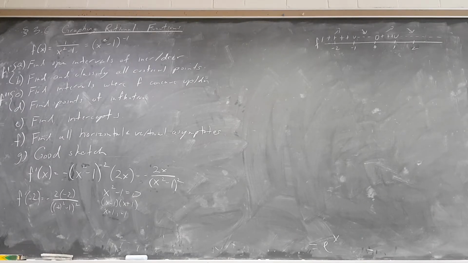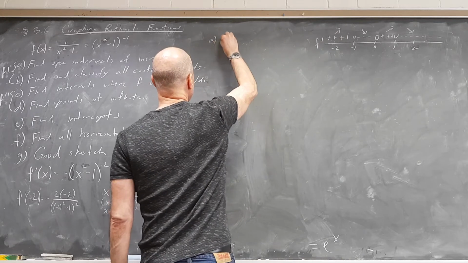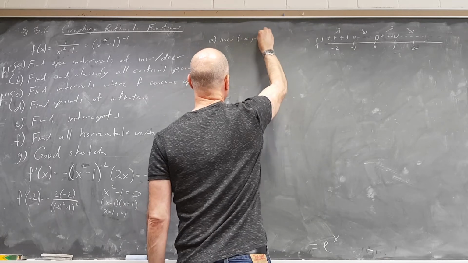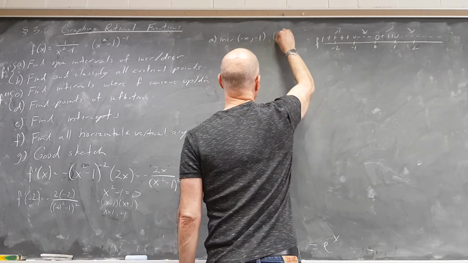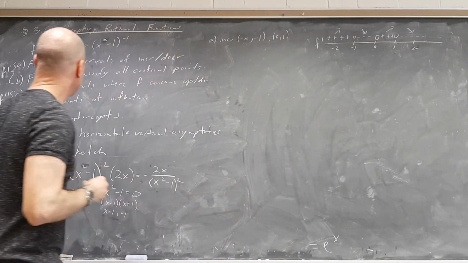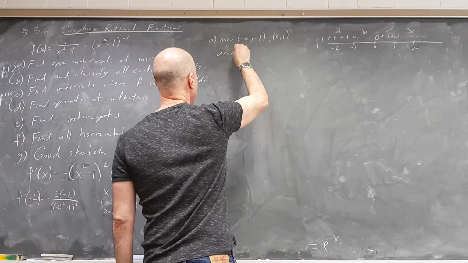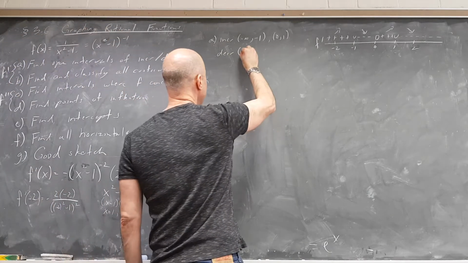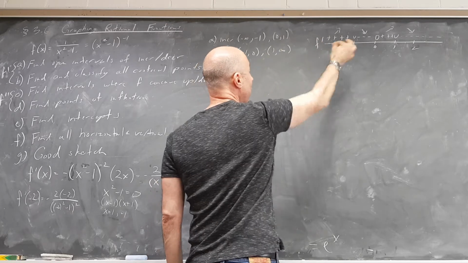So in part A, we're being asked about intervals of increase and decrease, and I think we've got it now. So it's increasing from negative infinity to negative 1, and also from 0 to 1. And it is decreasing from negative 1 to 0, and also from 1 to infinity. We can read that right off the picture.